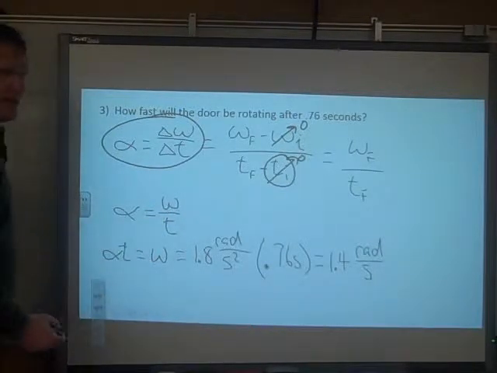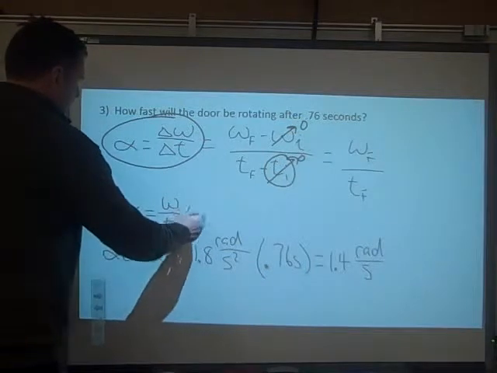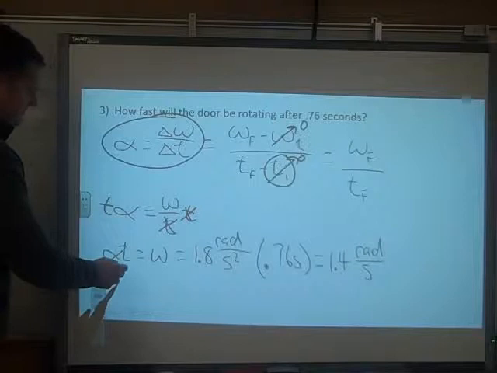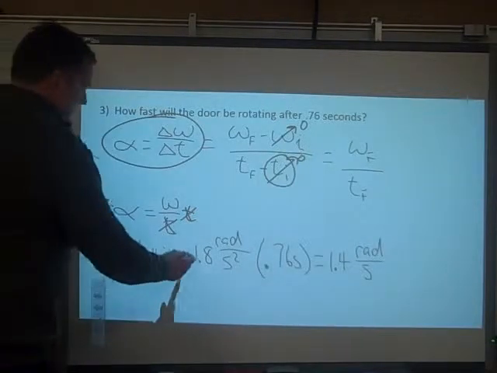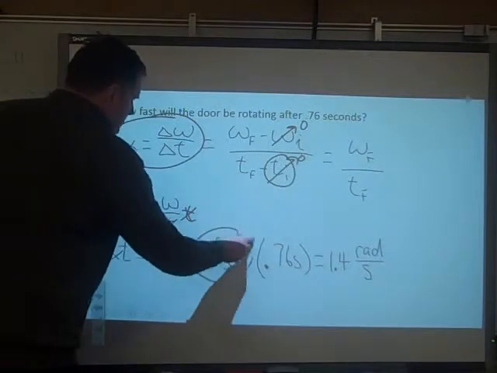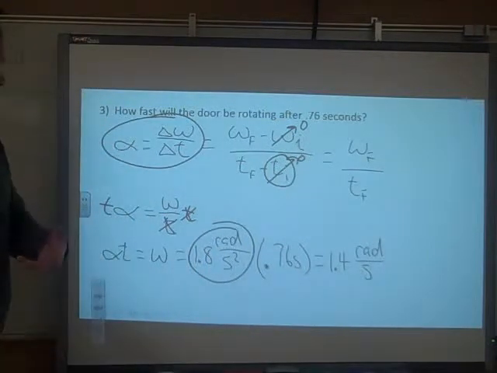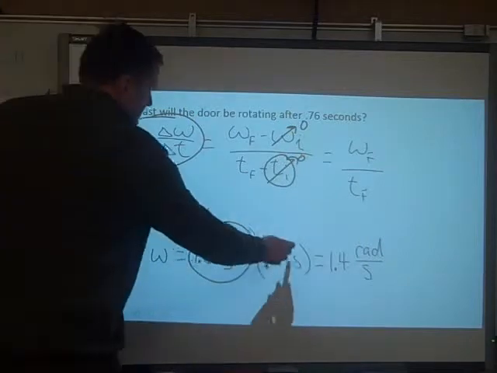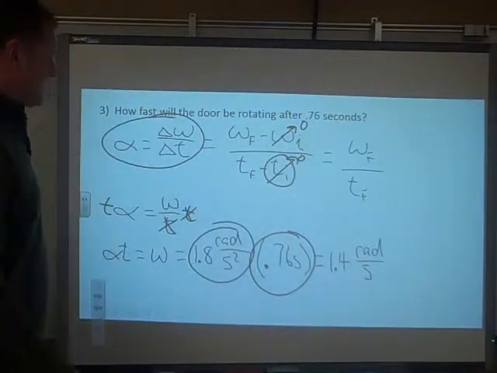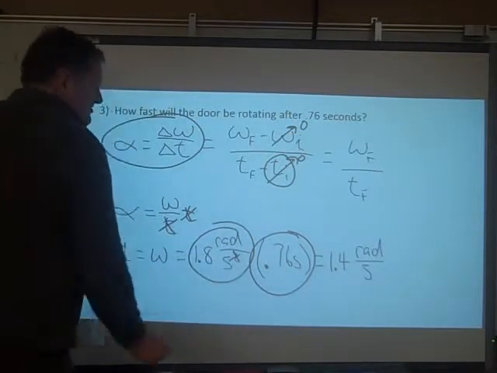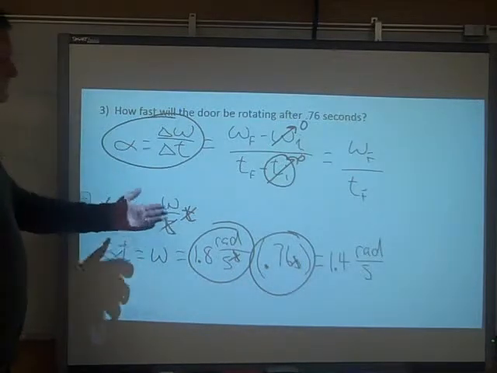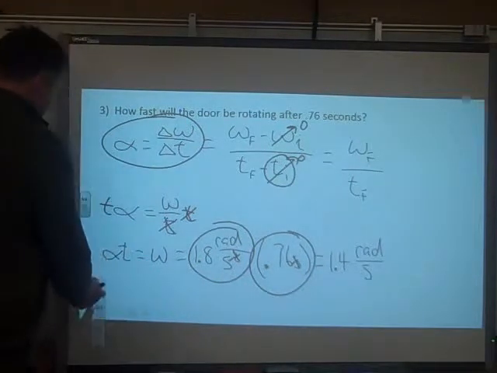We want to find omega by itself, so we simply multiply t by both sides, and we land up with alpha t is equal to omega. That's 1.8 radians per second. Again, this we solved in problem number 2, 1.8, and this is the time. Multiply them together, you get 1.4 radians per second, because that square cancels with that s. So you have radians per second, not per second squared.